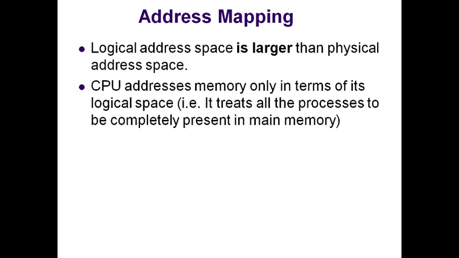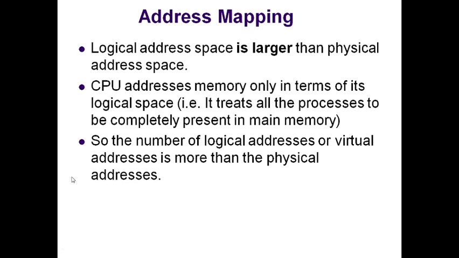So the CPU creates the illusion of a much larger main memory by collectively treating the secondary memory and main memory as a single large entity, and so it will always give addresses pertaining to the logical address space. As a result, the number of logical addresses, or virtual addresses, will be much more than the physical addresses. You can understand this very simply. Logical address space is always larger than physical address space, because physical address means only the RAM, but logical address means RAM plus disk. So it's going to be larger.